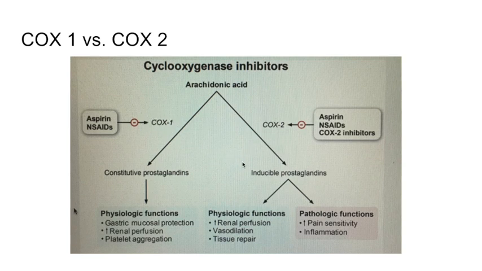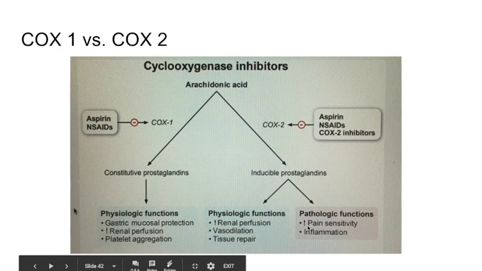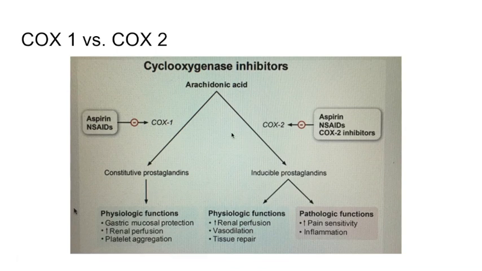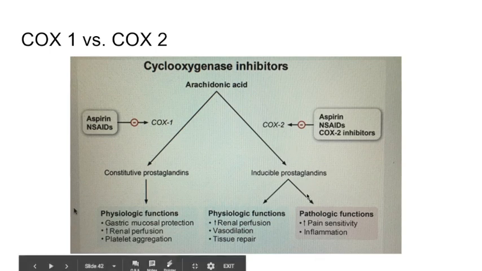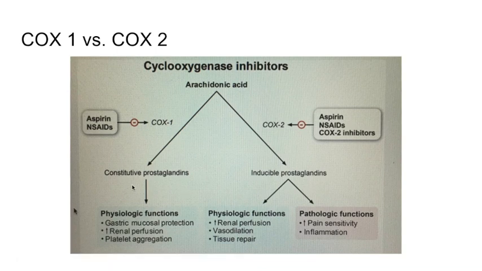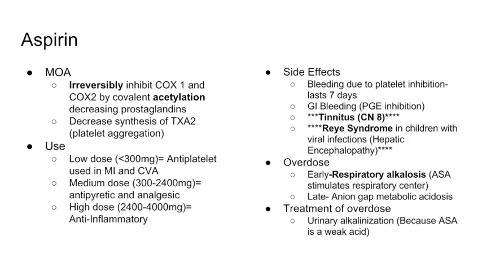Now, if you look at Cox2, it makes the inducible prostaglandins. So mainly pathological functions: increased pain sensitivity and inflammation. But in addition to that, it also has some physiological functions: increased renal perfusion, vasodilation, and tissue repair. So the idea is that you can block both Cox1 and Cox2 and decrease this whole thing, or you can specifically block Cox2 and you get rid of the pathology, but you keep the good prostaglandins. So that's the idea between Cox1 and Cox2. Just wanted to get that out there because you'll hear them talk about Cox1 and Cox2. So with that in mind, we can delve into the specific agents that are used.